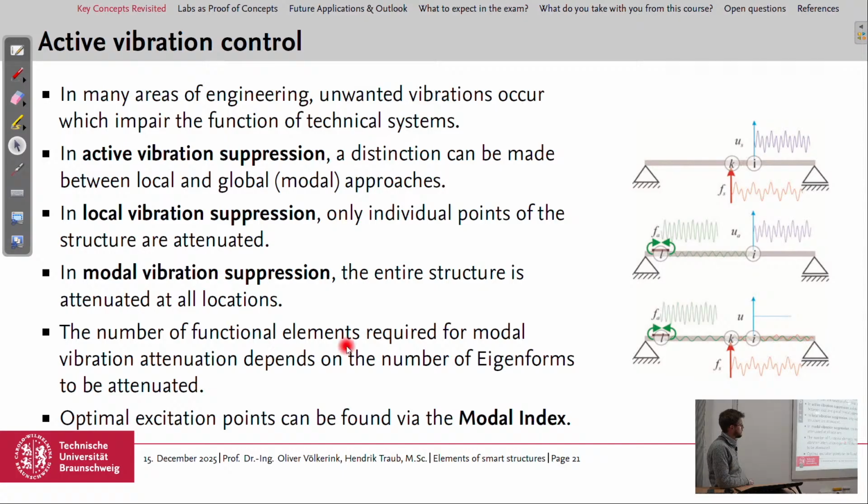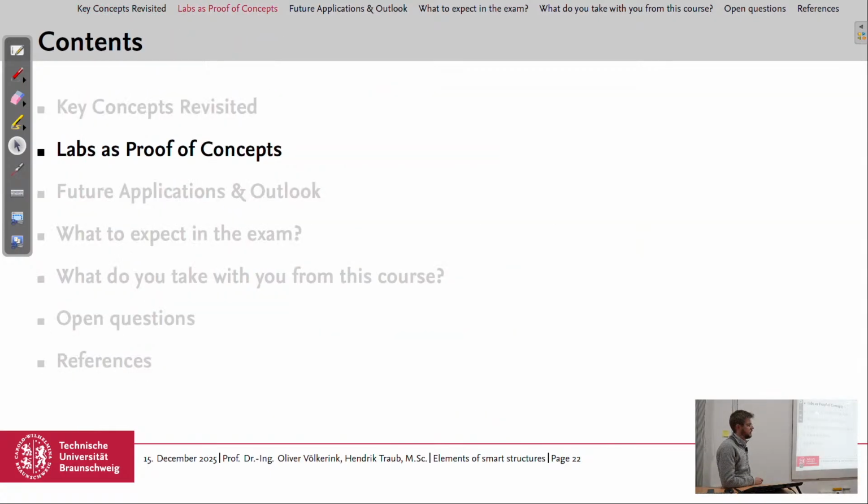The number of functional elements required for this modal vibration suppression depends on the number of eigenmodes we want to attend. And we can find the optimal excitation points via the modal index, where the modal strain is highest. Then we had the labs as proof of concept. I think Hendrik will briefly recap what we had in the labs.